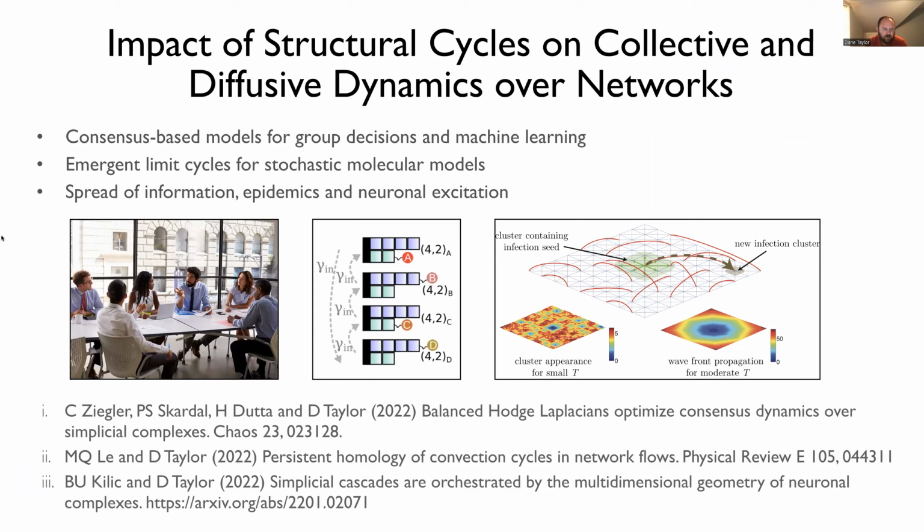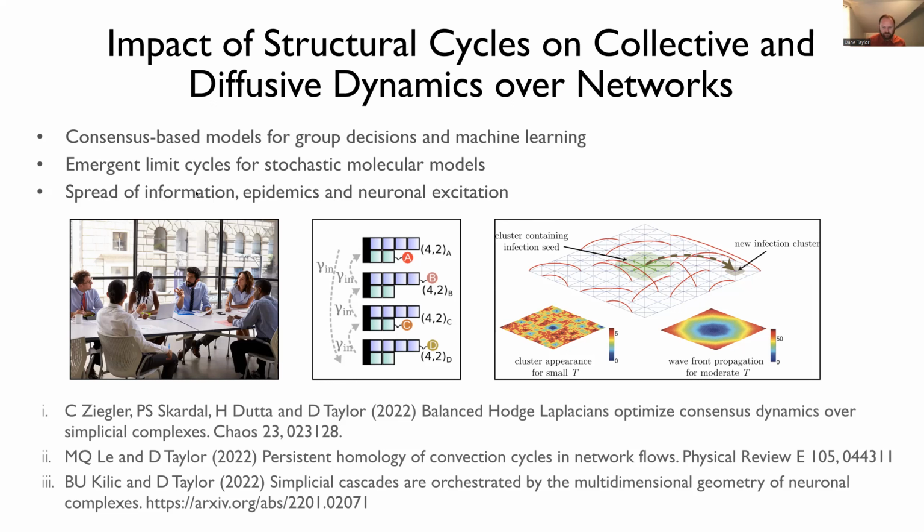So we'll look at a model for consensus, which is important for modeling decision-making in social networks. Decentralized machine learning algorithms and AI algorithms often involve some kind of consensus model. I'll be looking at limit cycles for a stochastic process, basically a Markov chain, but we'll look at an application with modeling molecules or a polymer, and then information spreading and spreading of cascades in general over spatial networks.